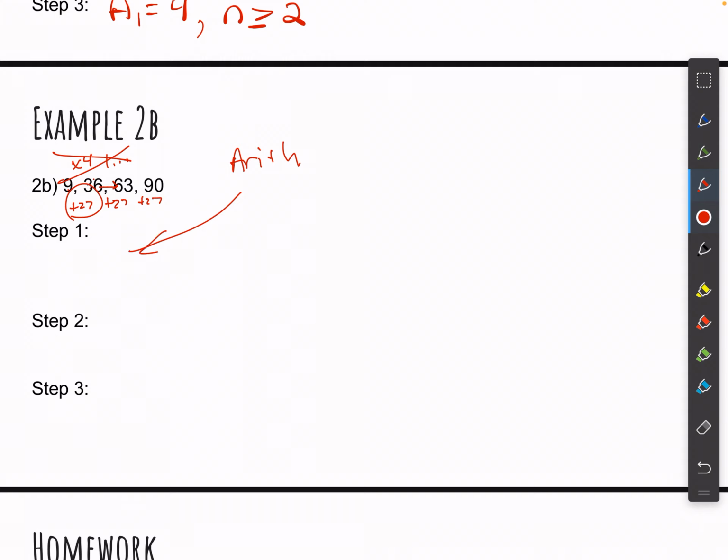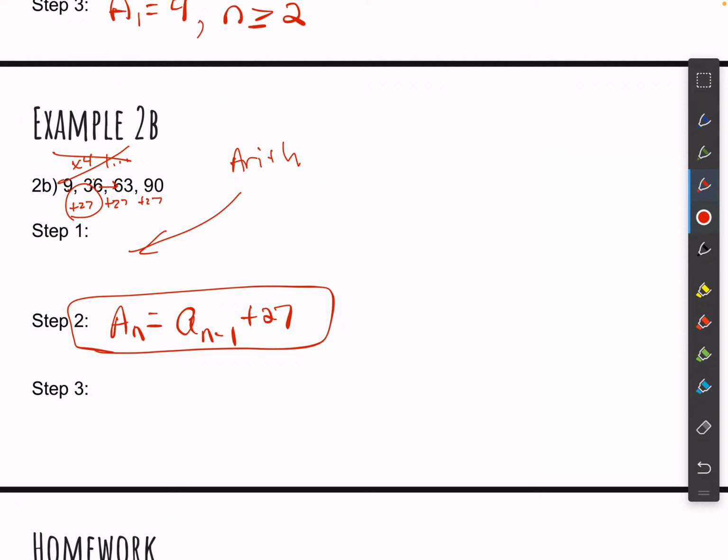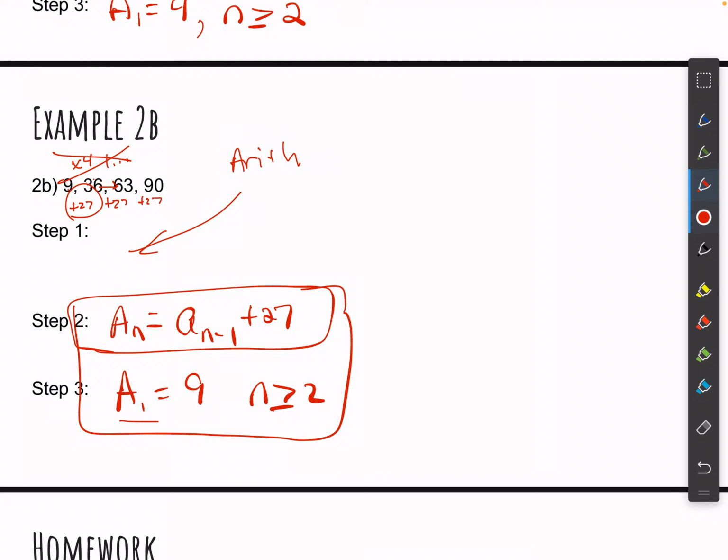Step 2 now is let's take our previous term, so a sub n, and make the formula. a sub n is equal to the previous term plus 27. That formula works for this sequence. Then we need to know what a sub 1 is. a sub 1 is equal to 9. And the terms that we plug in have to be 2 or more, so n greater than or equal to 2 would be the domain. That's all part of your answer. You can't just give the formula. We have to know the first term, and we have to know what we could possibly plug into that equation to make things work.